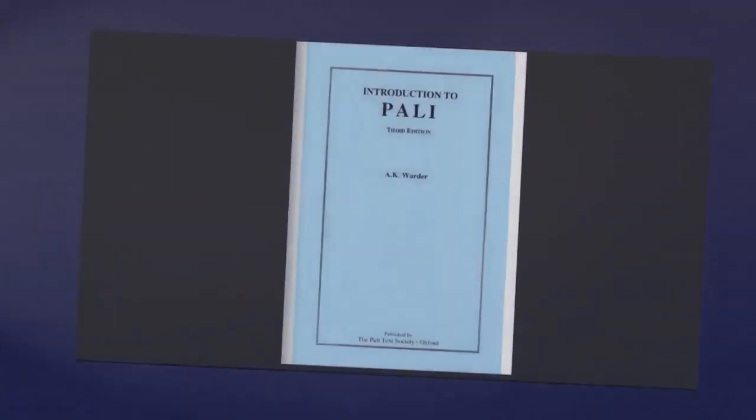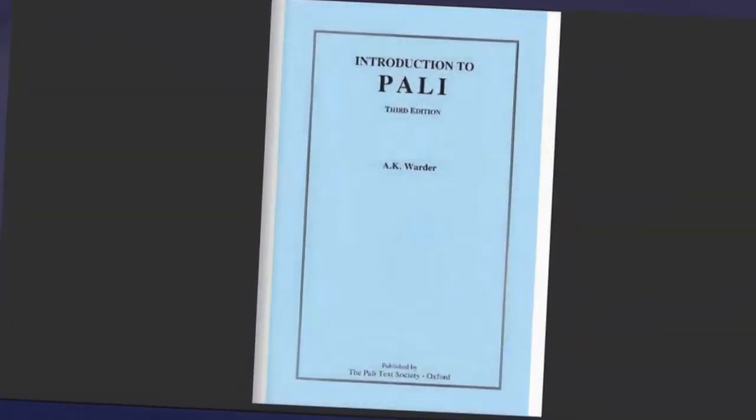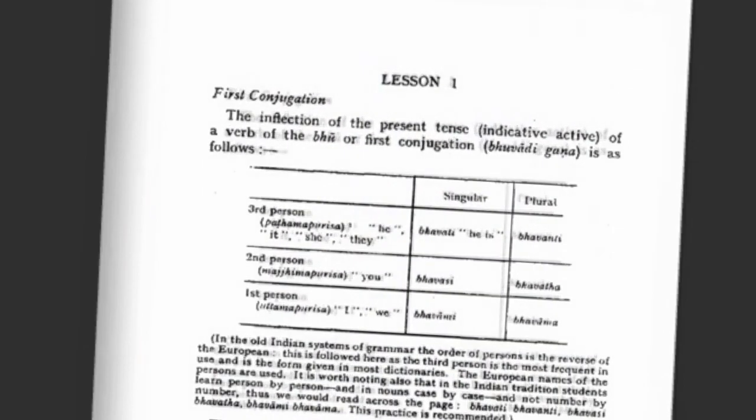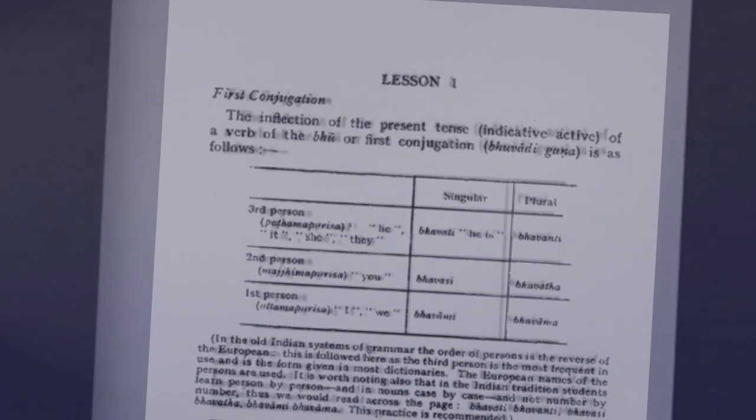Hello and welcome to our look at A.K. Warder's Introduction to Pali. This week we begin with Lesson 1, on pages 10 through 15. And boy does Warder pack a lot into these few pages. We start by looking at verb conjugation and then move on to some basic noun declension. So hold on to your hats and here we go.